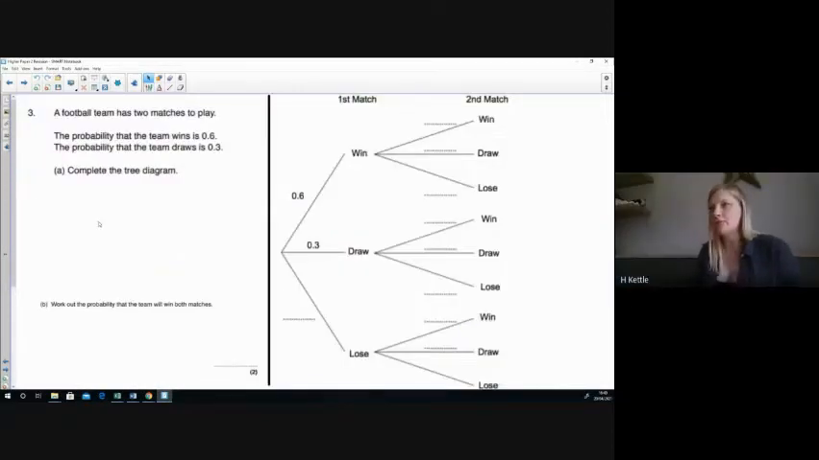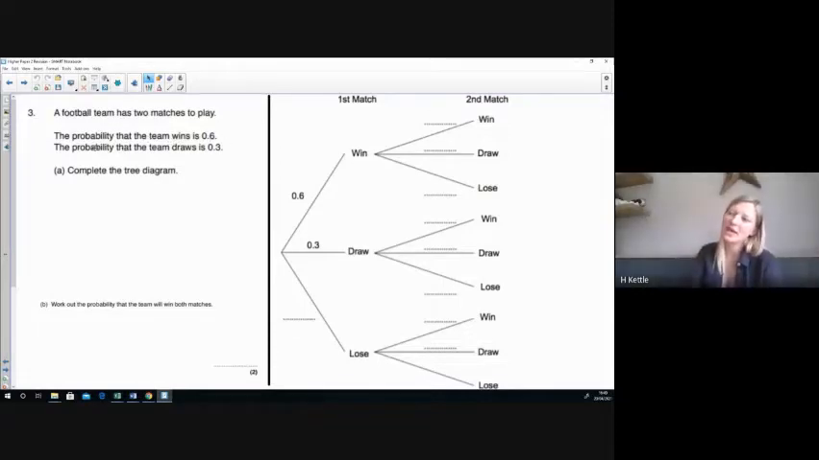That's better. A football team has 2 matches to play. The probability that the team wins is 0.6. The probability that the team draws is 0.3. Complete the tree diagram. So they filled in the first bits for us, 0.6 and 0.3.